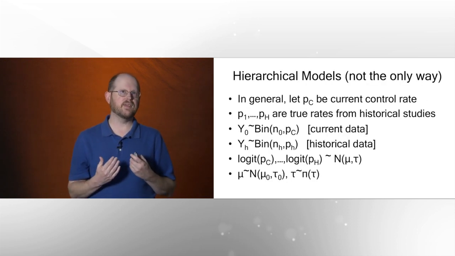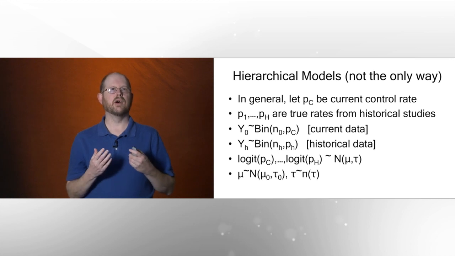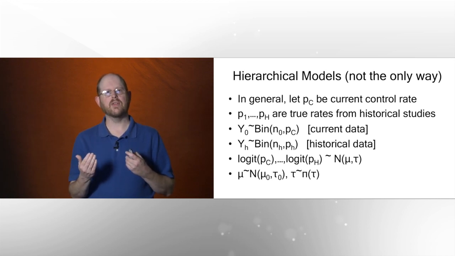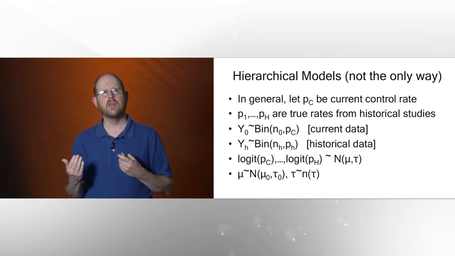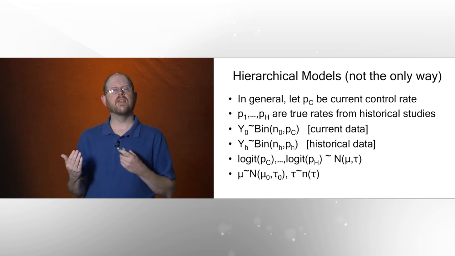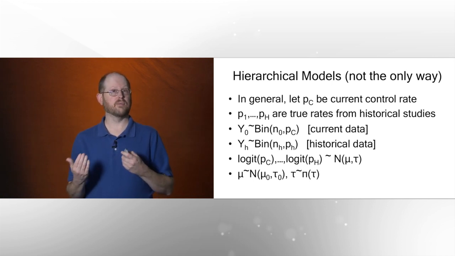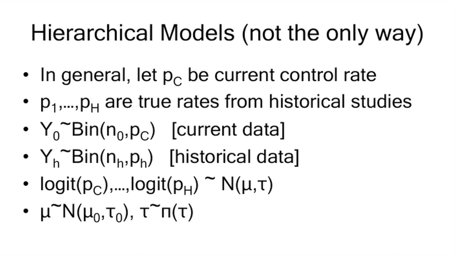The way we do this is hierarchical models. So the PC that we talked about earlier, that's the current control rate. In the historical studies, there are also control rates. We're going to call them P1, P2, up to PH. The H is for history. We're going to put all of those together. So you can see at the bottom the logit of PC, the logit of P1, the logit of P2. We're going to assume that those all come from a normal distribution. Doesn't mean they're all the same, but it means there's some pattern of variation.